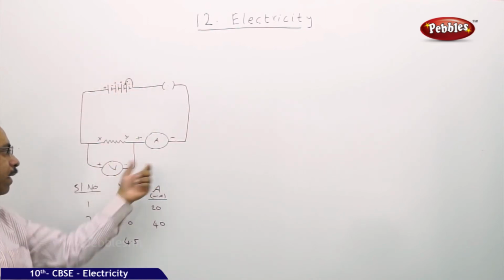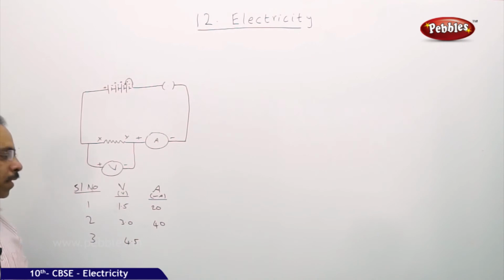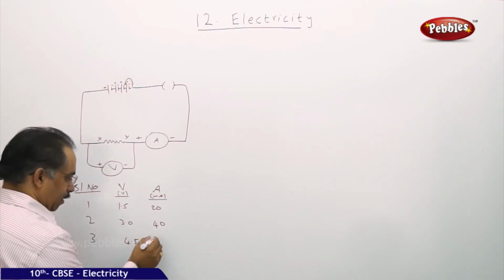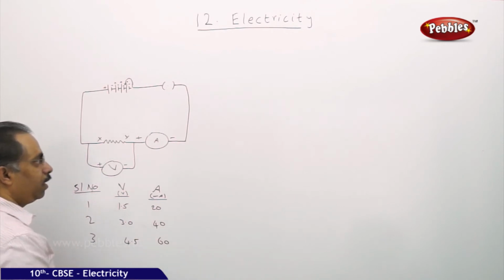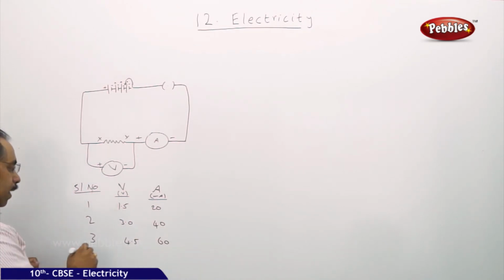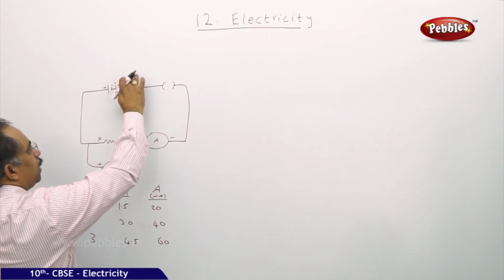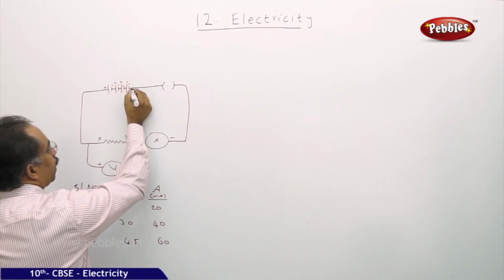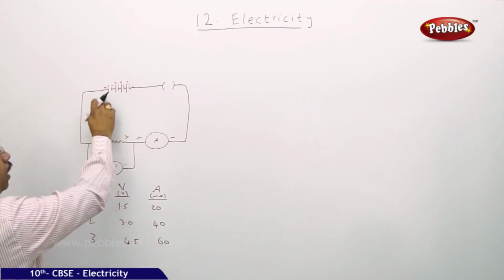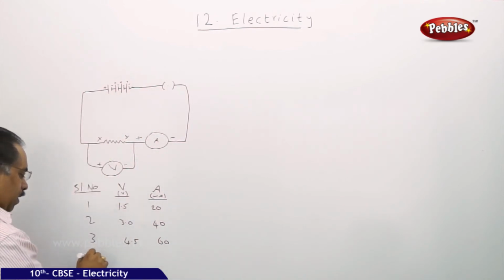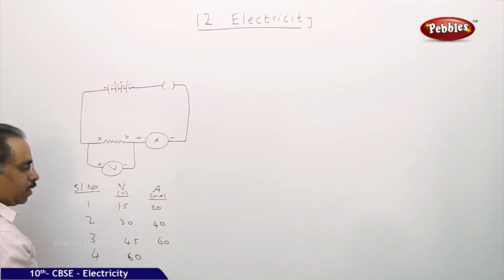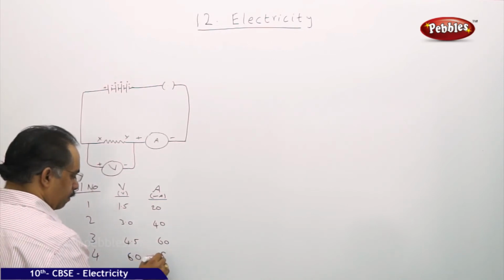Then I'll take the readings, voltmeter and ammeter. So what should be the value over here? Approximately say 60 milliamps. Similarly, if I switch it off, disconnect it over here, and then directly connect this point over here, that means now I have 4 cells in connection. So it will be 6.0 volt, and this will be 80 milliamps.